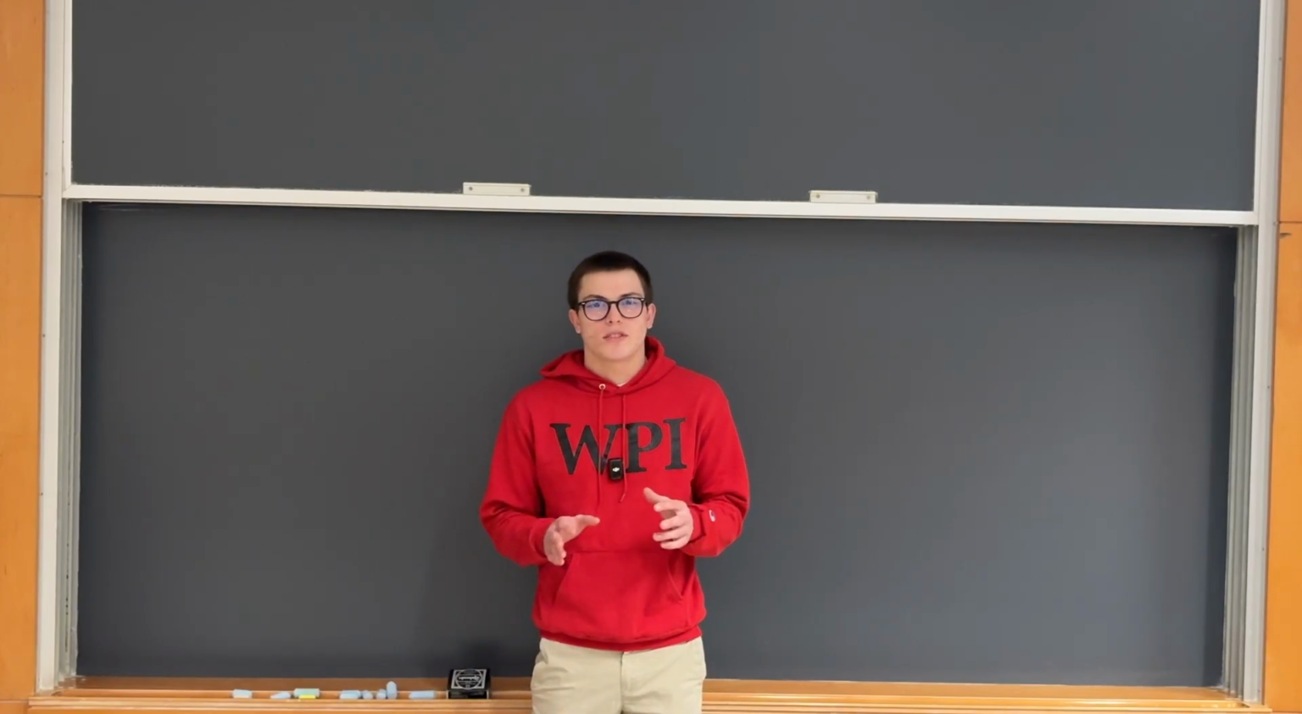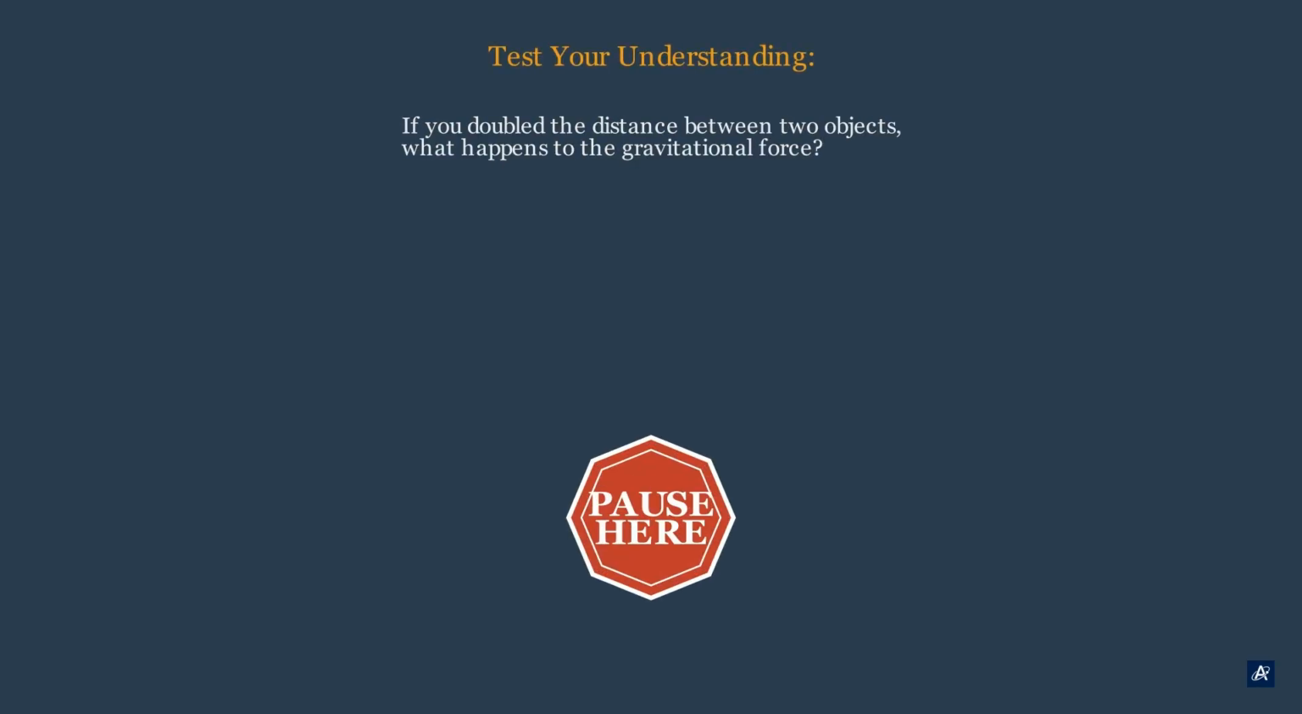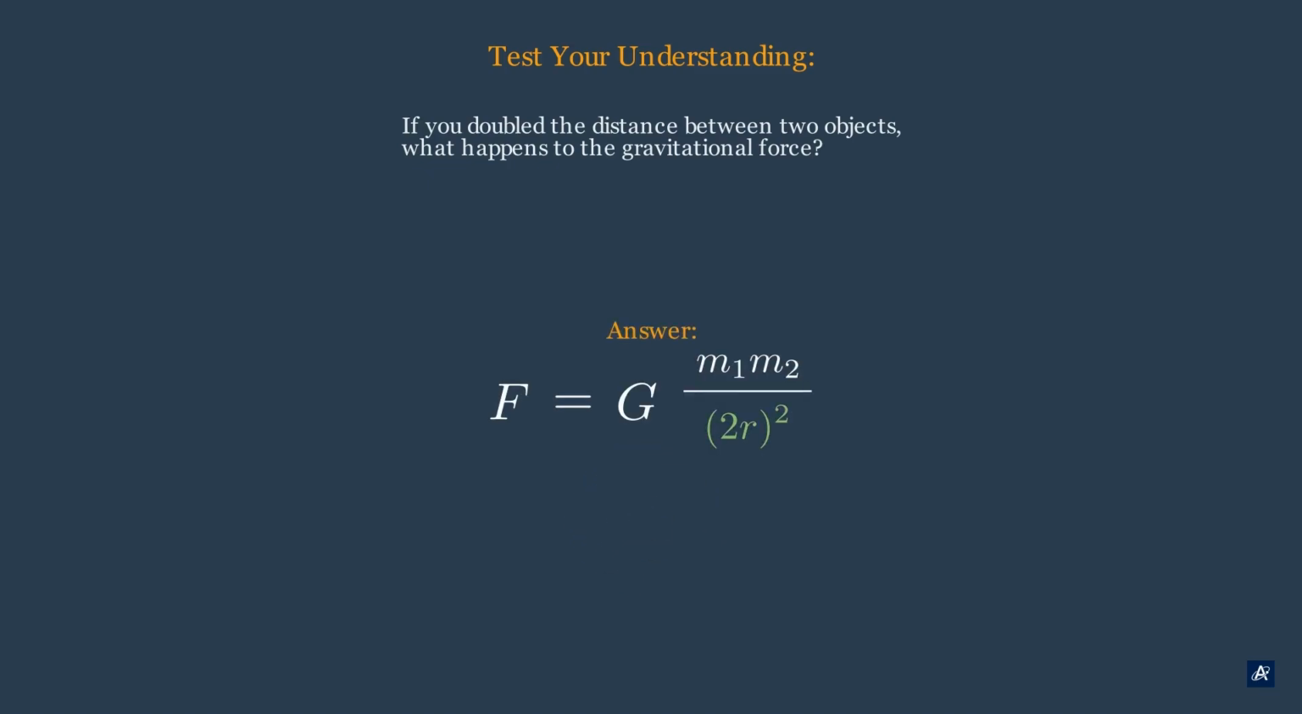Okay, let's test our understanding. If you double the distance between two objects, what will happen to the magnitude of the gravitational force between them? If you said that the force will become 1/4 as strong, you're absolutely right. If you double the distance, the force becomes 1/4 as strong. Great job.